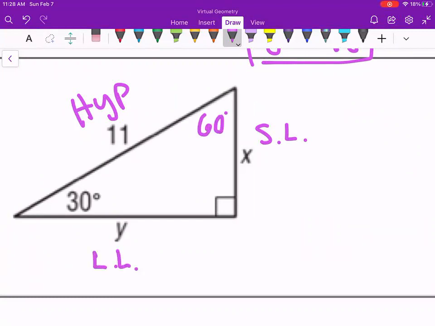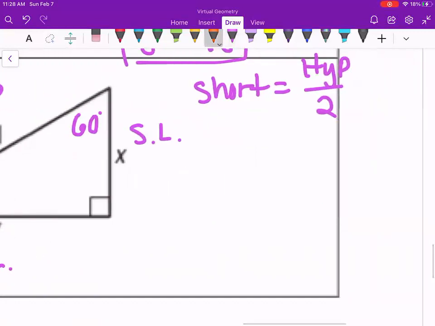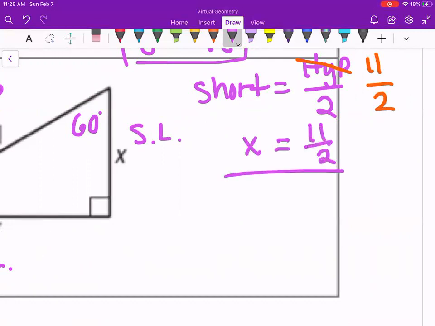So again, if you do not have the short, find it first. No matter what letter it is, find it first. Your short is supposed to be the hypotenuse divide by 2. So your hypotenuse is 11. And we're going to divide that by 2. So my x is 11 over 2. Again, it's not going to simplify down. I'm not taking it to the decimal.